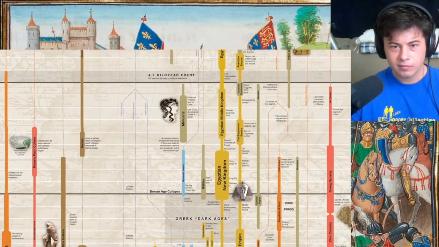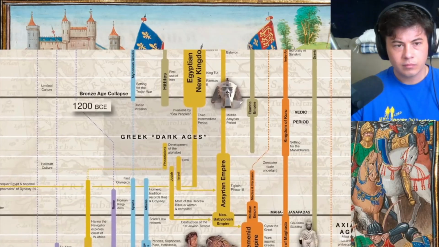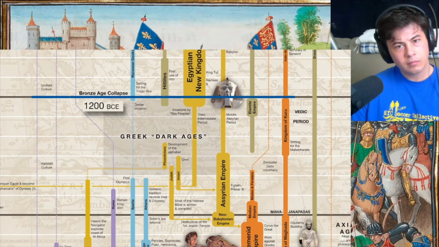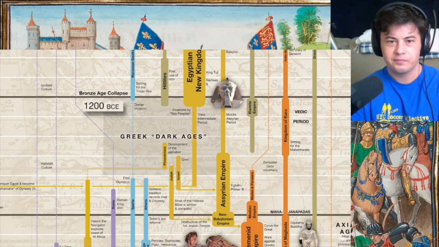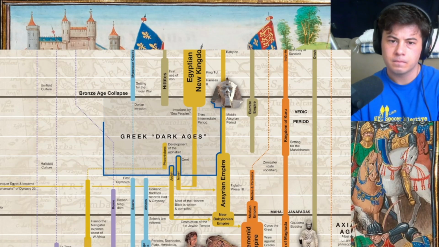The next big turning point in history occurred around 1200 BCE, and it is known as the Bronze Age collapse. For reasons that are still somewhat unclear, the major civilizations in Greece, Anatolia, and Egypt all disappeared almost instantaneously. What followed is often called the Greek Dark Ages, a period in which the historical record for the region goes somewhat silent.